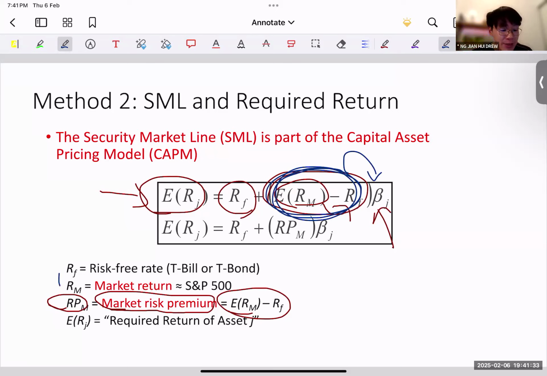Sometimes they might give you market return. Market return means your S&P return, or your Straits Times Index return in the Singapore context. In that sense, they are only giving you, I'm just using a different color, this component here, right? This one. So if they're giving you this, then you need to subtract off your risk-free rate. So please read the question carefully. Are they giving you market returns or are they giving you market risk premium?